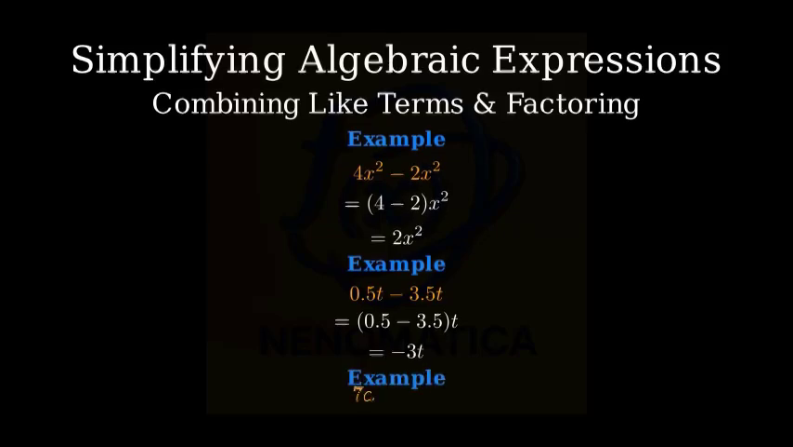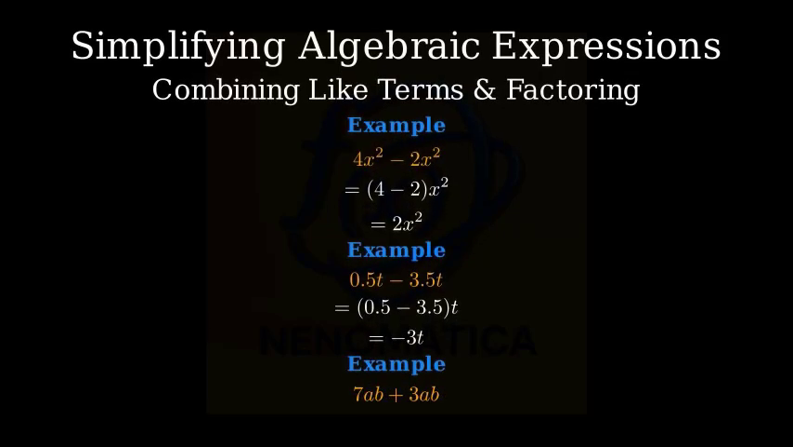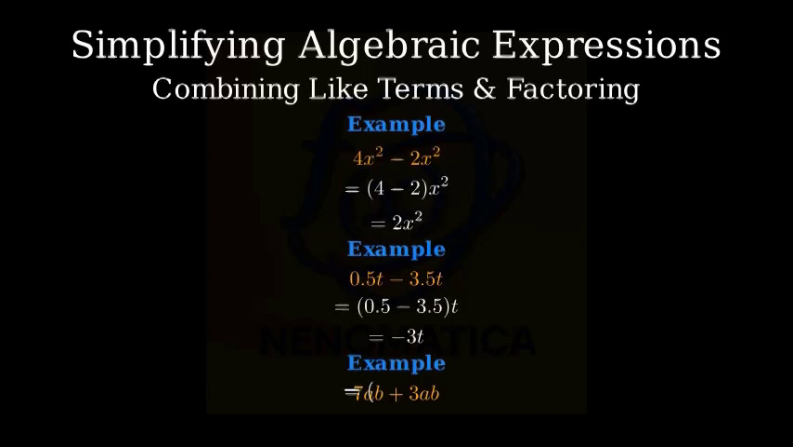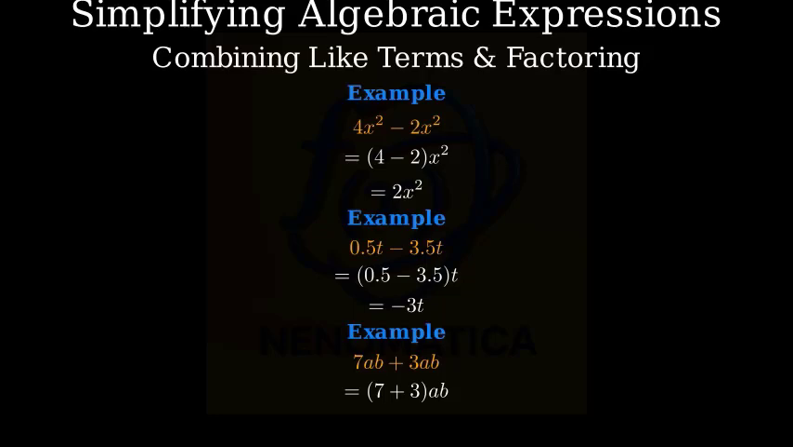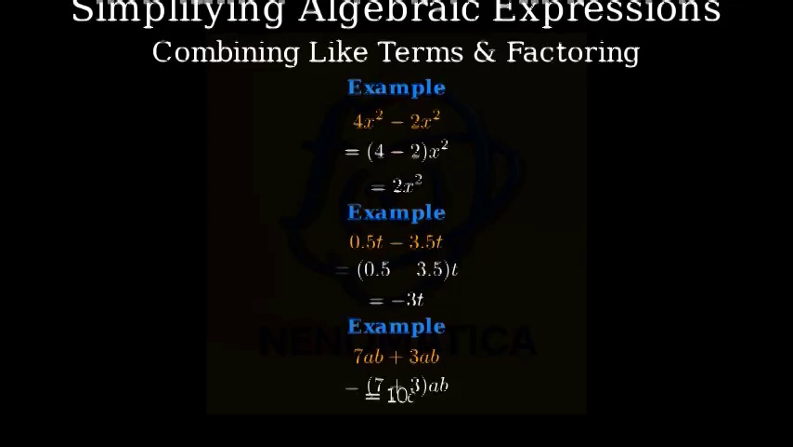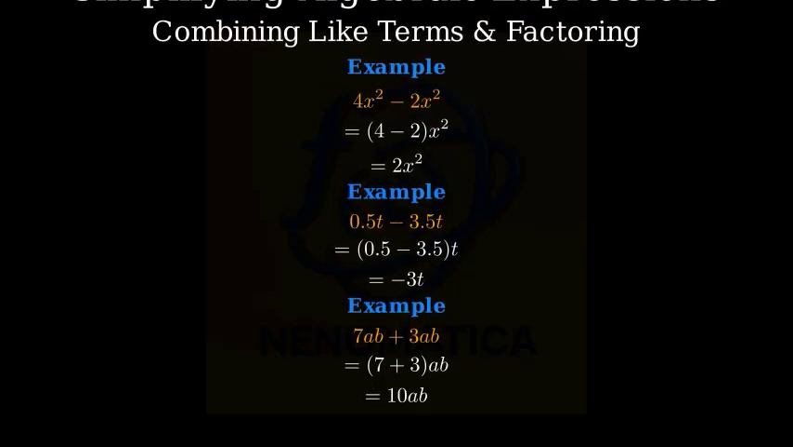Here we have two terms with the same variable part, ab. We can combine them by adding their coefficients. Factoring out ab, we get open parenthesis 7 plus 3, close parenthesis ab. 7 plus 3 equals 10. So our simplified expression is 10ab.